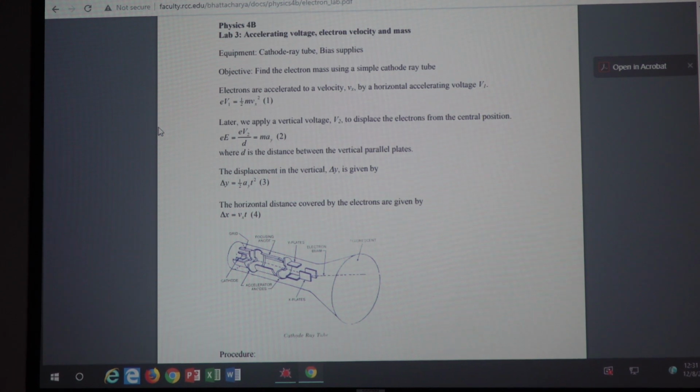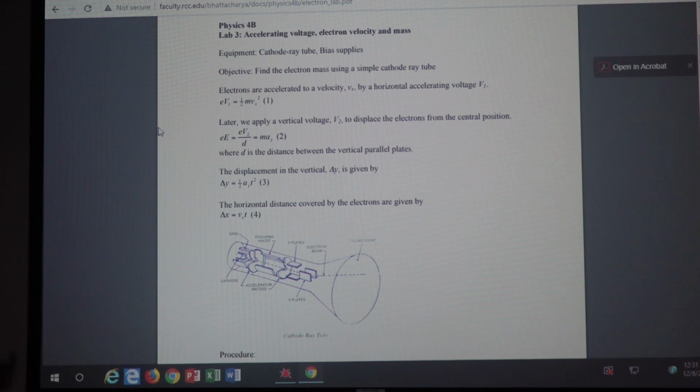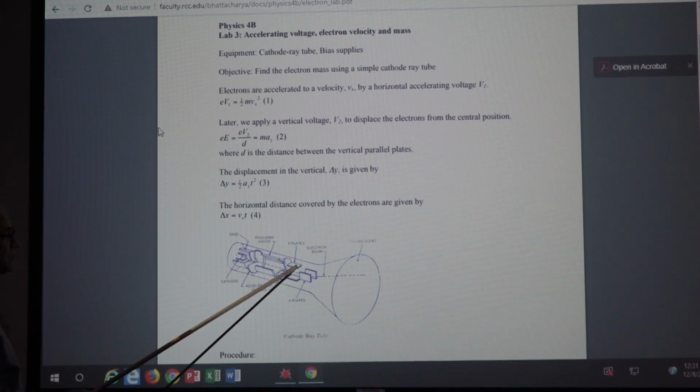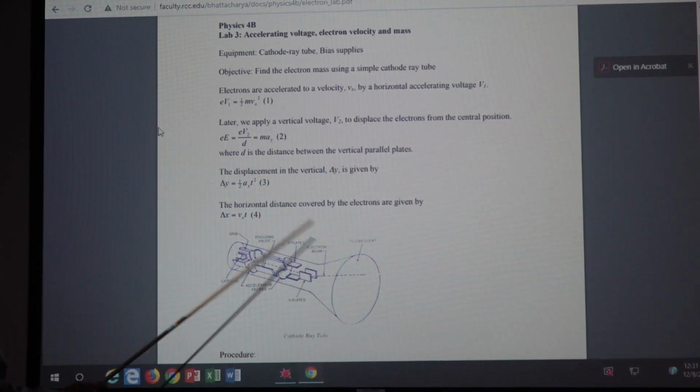There is some phosphorescent material inside the glass on the screen. When the electron hits this phosphorescent material, it will shine green. You'll get a green spot right here. Then when you apply voltage here, about 60 or 70 volts, you can move it around.